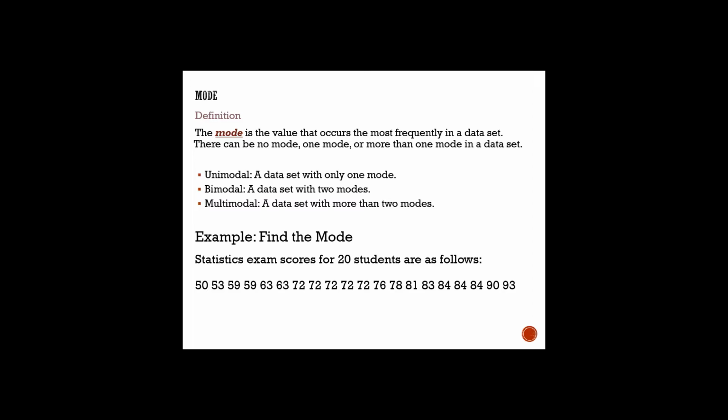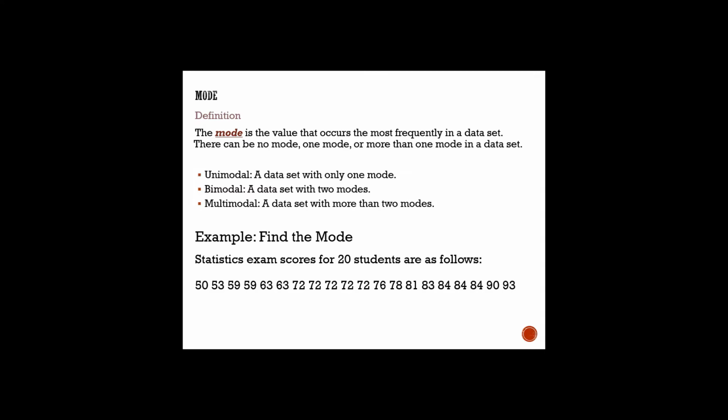The third measure of central tendency that we are responsible for is the mode. Now, the mode is the value that occurs the most frequently in a data set. If you have a data set and it has two numbers that are the same and all the other numbers are different, well, that one that had the two matching numbers would be your mode.